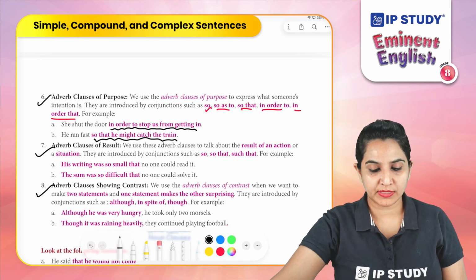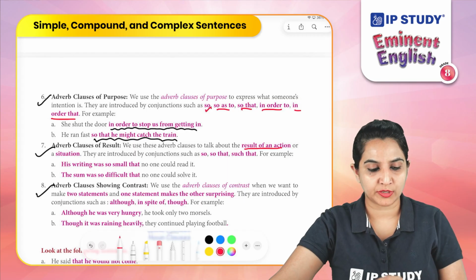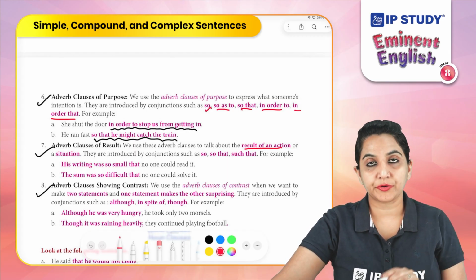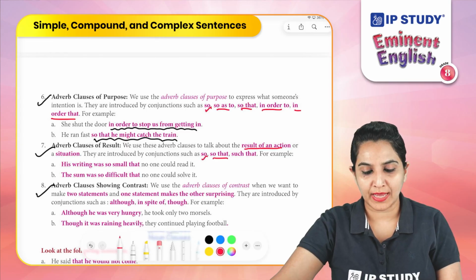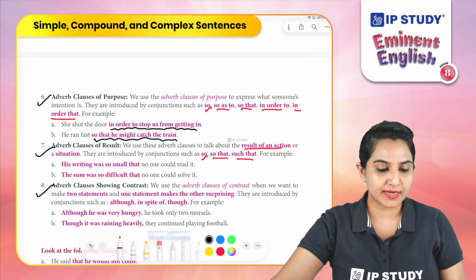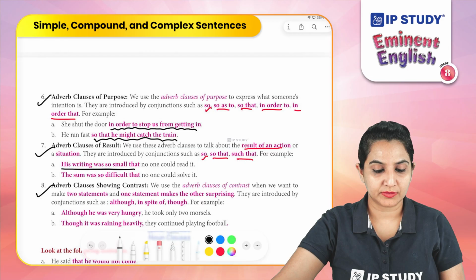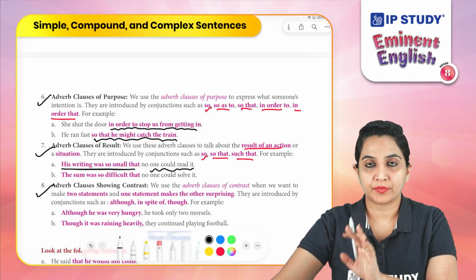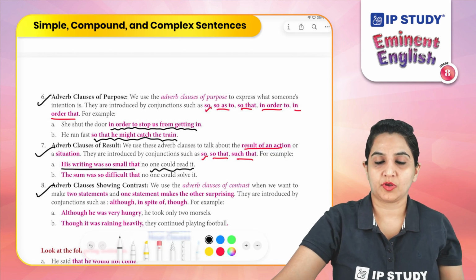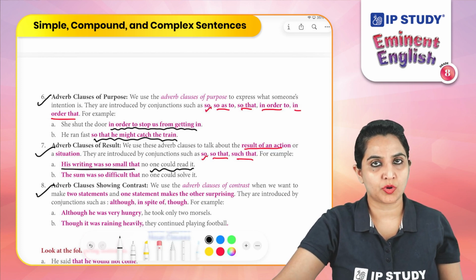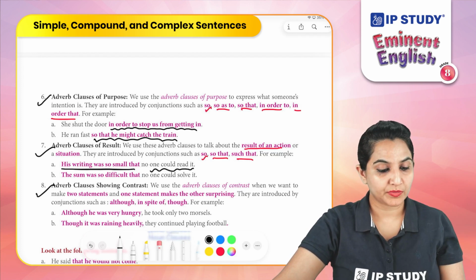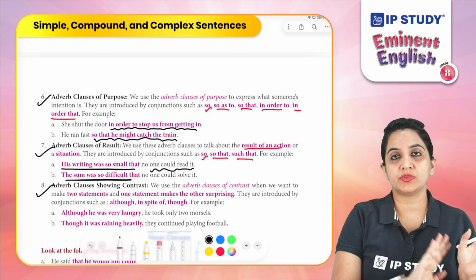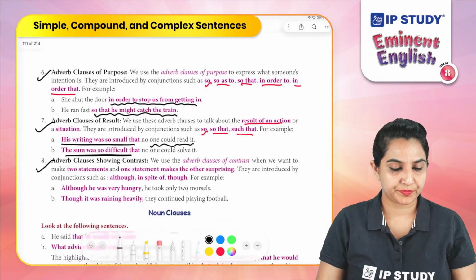Adverb clauses of result, they tell us the result of an action or a situation or any outcome. They are introduced by the conjunctions so, so that, such that. His writing was so small that no one could read it. So no one could read his handwriting, right? So what was the result of that action? His writing was so small that no one could read it. The sum was too difficult. Now, what is the result? No one can solve it. The sum was difficult. No one can solve it.